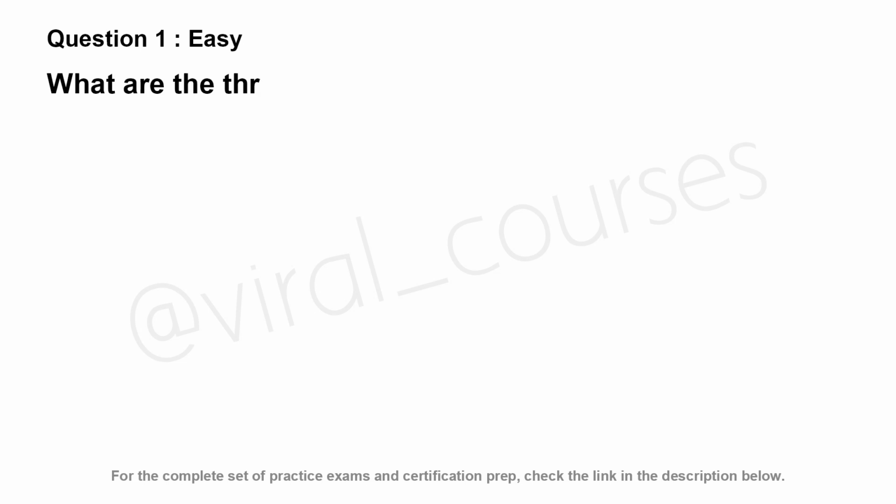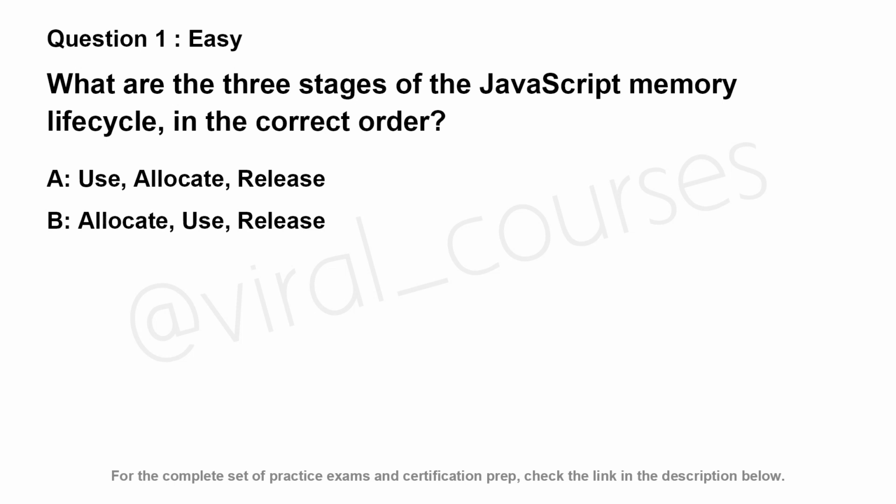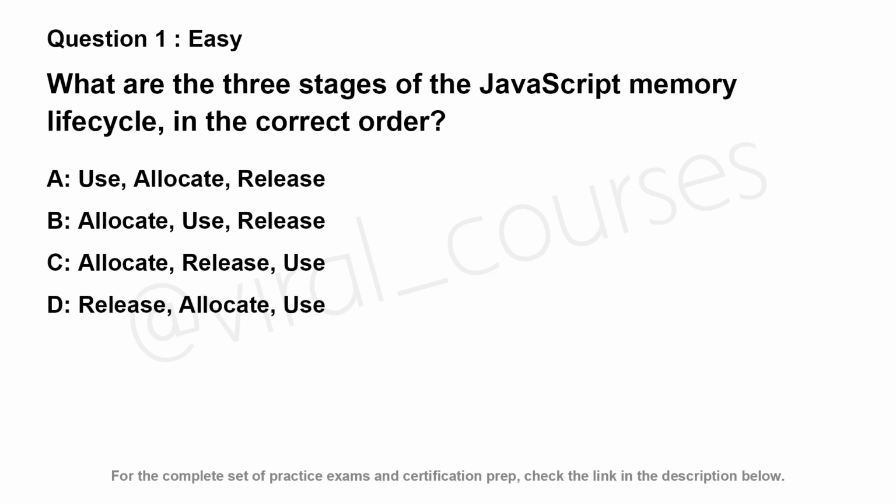What are the 3 stages of the JavaScript memory lifecycle in the correct order? Option A, use, allocate, release. Option B, allocate, use, release. Option C, allocate, release, use. Option D, release, allocate, use.